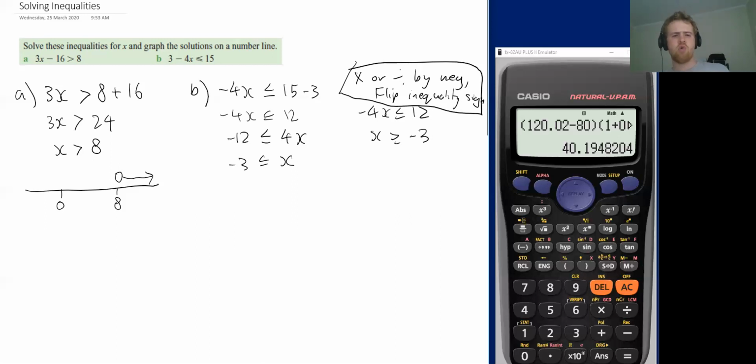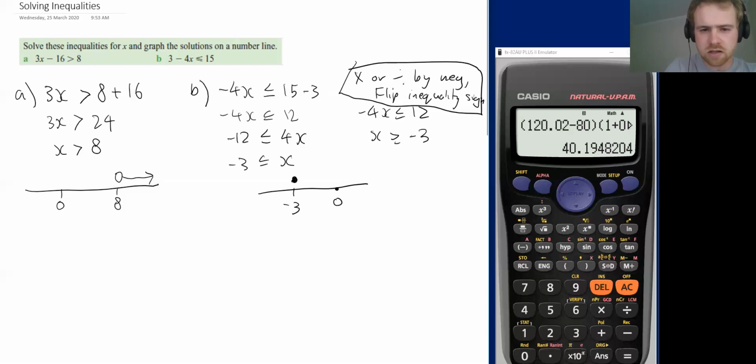So now we can graph this on a number line. Here's a number line. Let's put 0 here. Let's put minus 3. Always put negative numbers to the left of 0. And now x is greater than or equal to minus 3. So this time, because it can equal minus 3, we're going to do a closed circle above the minus 3. So instead of an open circle, when we had strictly greater than, we're going to do a closed circle because it can also equal minus 3. That is a valid solution.